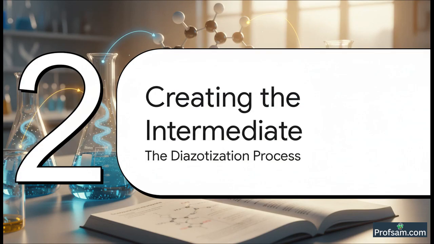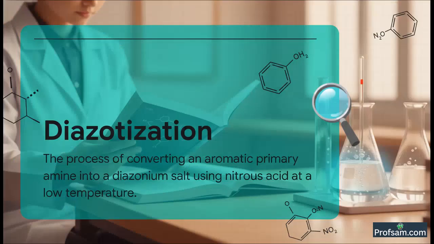Okay, so how do we make this highly reactive intermediate? Well, the process has a specific name, and this is very important from an examination point of view. Let's look at how it's done. The process is called diazotization. Now, for your exam, this is the anchor definition you must remember. It's the process of converting an aromatic primary amine into a diazonium salt using nitrous acid at a low temperature.